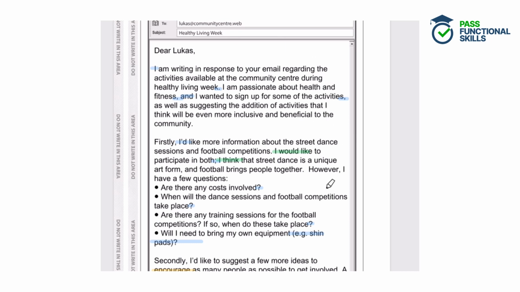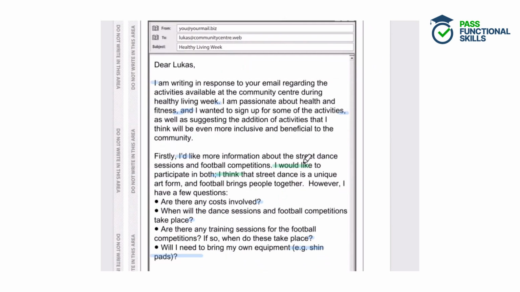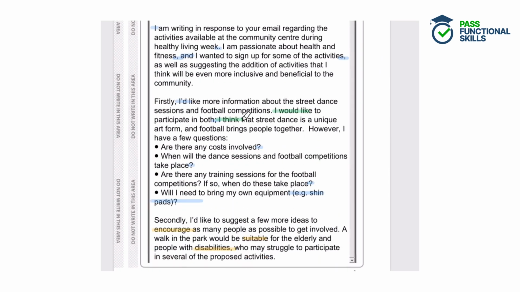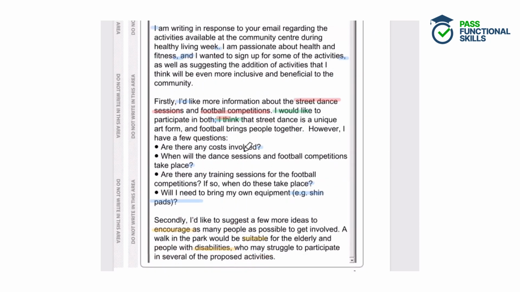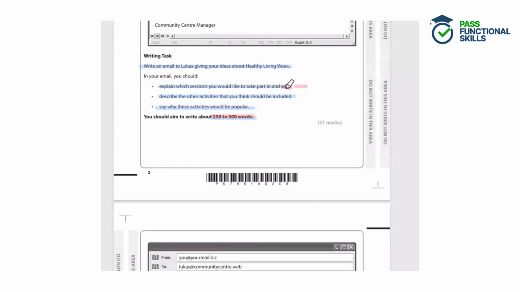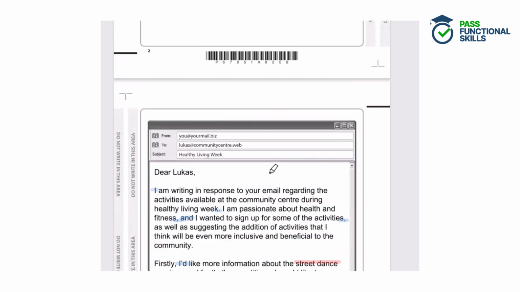It's also important to consider the details that we need to include. This answer uses appropriate details because it is addressing all of the bullet points in the question. So we've explained which sessions we want to take part in and why. We've explained that they want to take part in the street dance sessions and the football competitions that were mentioned in the email that were given. So football competitions and street dance sessions. And then they've explained why. That's another crucial part of the question there. So they've said that I think street dance is a unique art form and football brings people together. So those are appropriate details to be included.